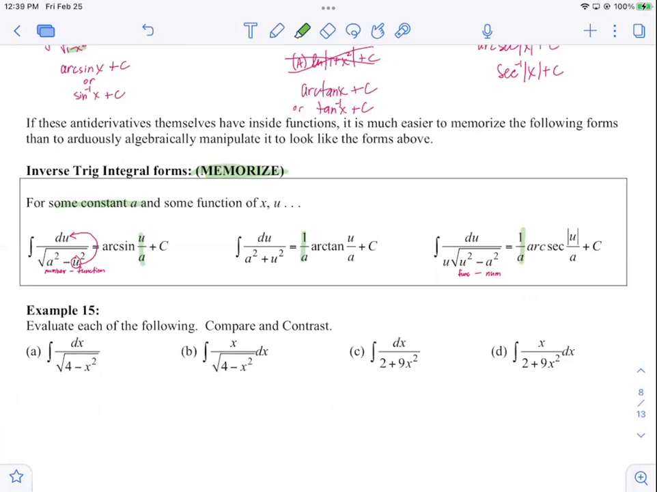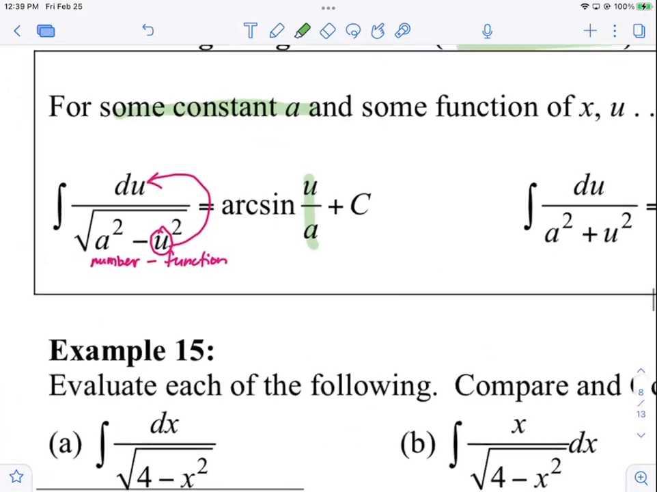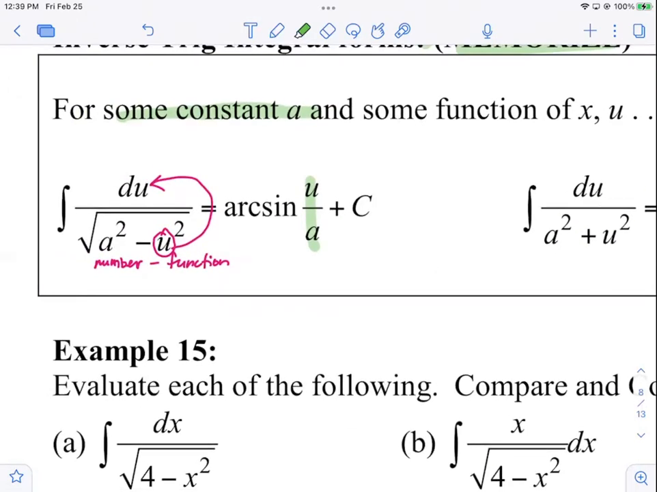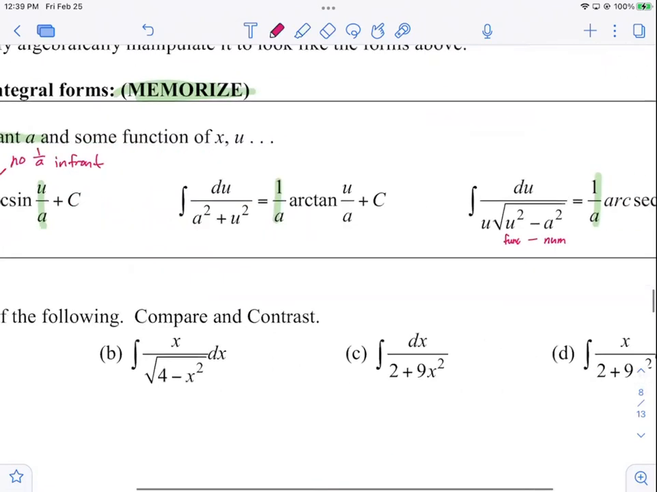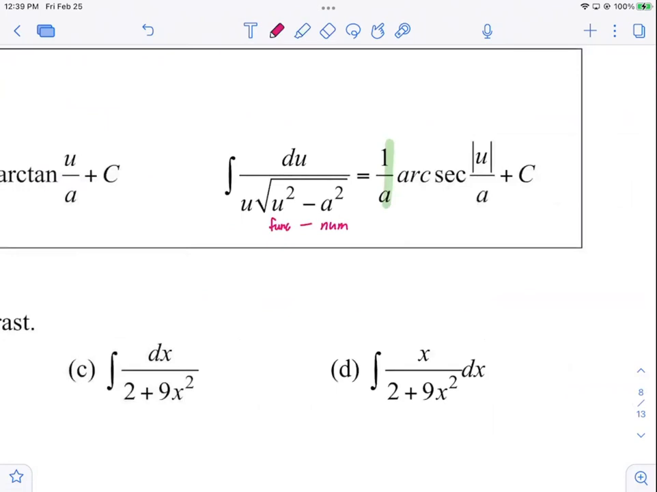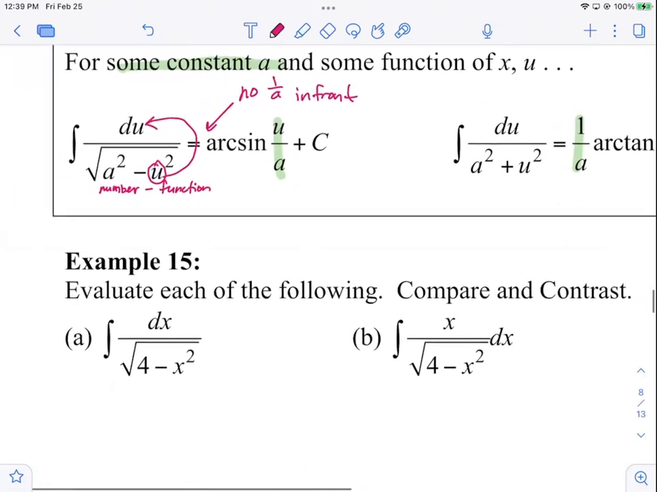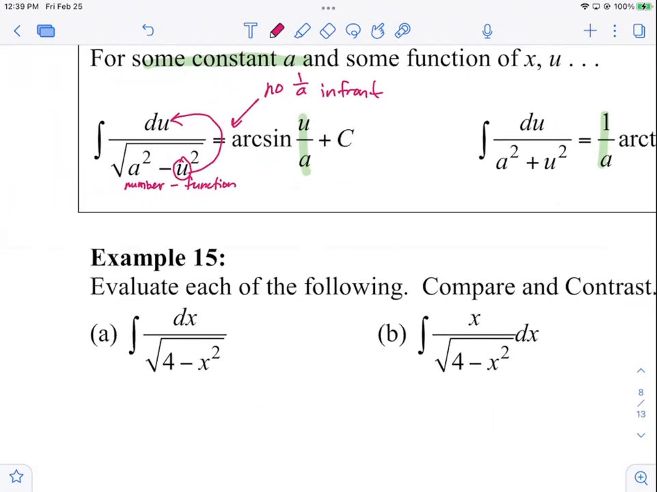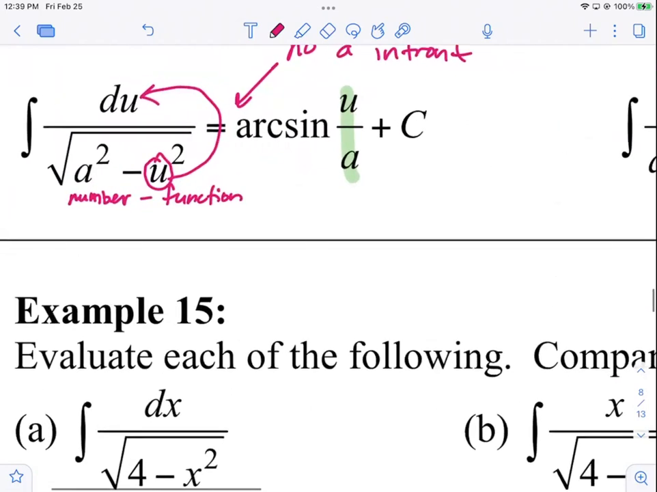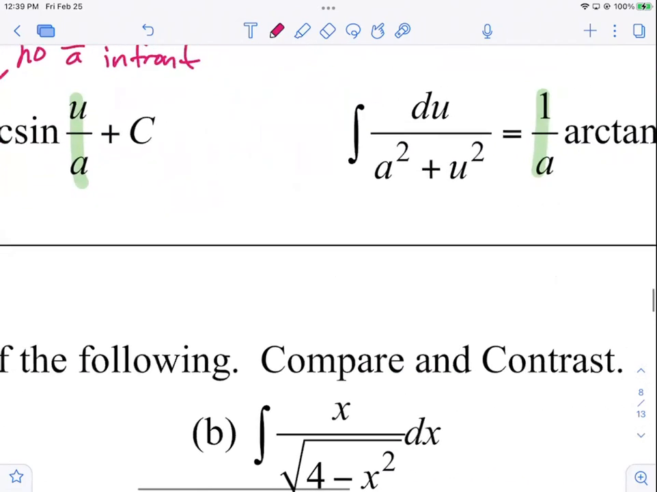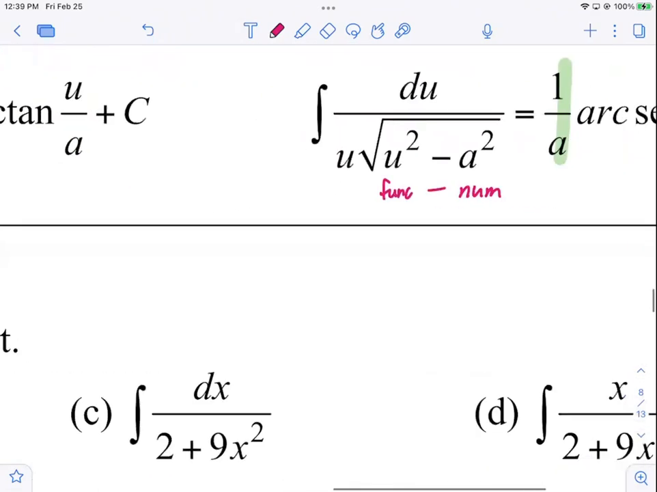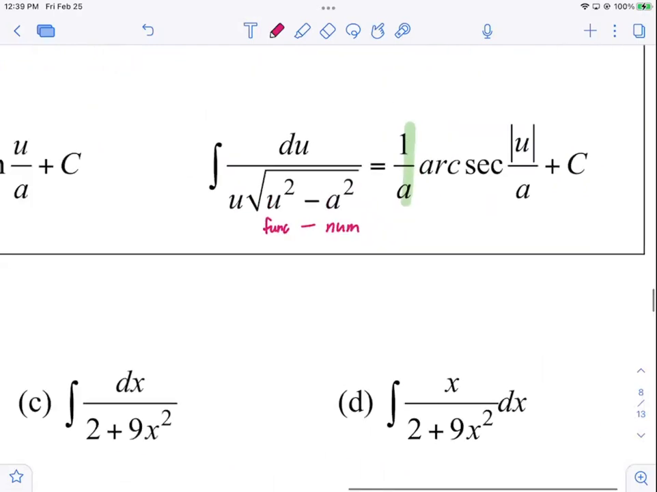But these are 3 rules of integration that you need to memorize because they save a ton of algebra. Now notice arc sine is the only one without the 1 over a in front. They're all u over a. That's what's nice. Arc secant still has the absolute value around the u instead of the x. Square root of number minus function is arc sine. No radical is arctangent. Function minus number with u out front is arc secant.